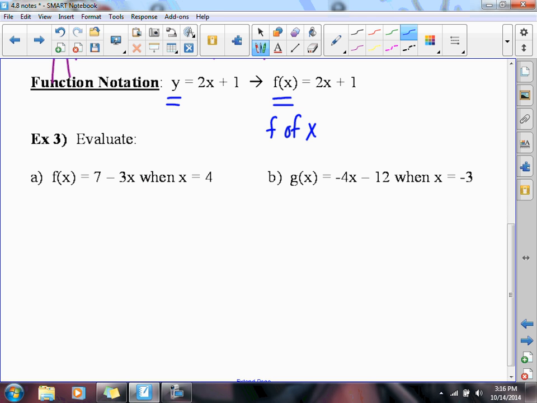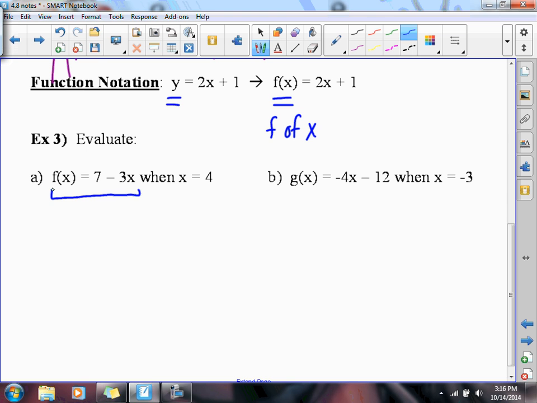So in example 3, they want us to evaluate some functions that have been written in function notation. So for part A, here's my function. f of x equals 7 minus 3x.